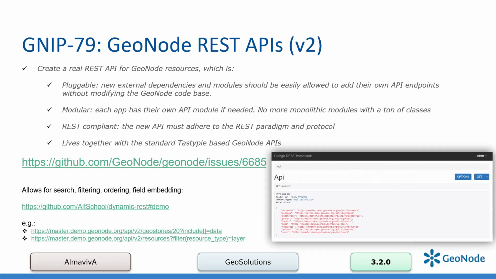But moreover, by the introduction of this component, which is called Dynamic REST, this REST API is quite powerful because it allows you to do filtering, ordering, search, to ask for a subset of the fields available, and you can reuse, even if it's a bit limited, some of the filtering capabilities of the Django ORM in order to make complex queries against the REST API. So this is very powerful.